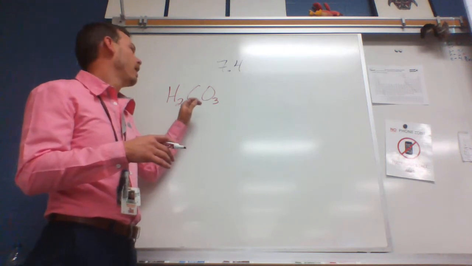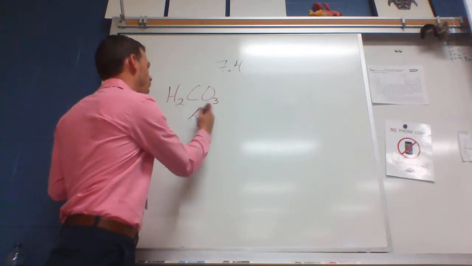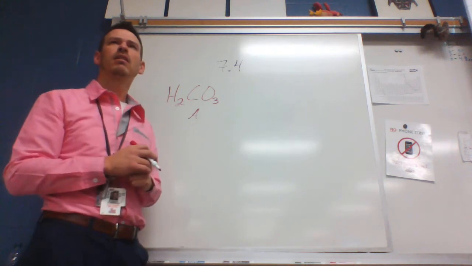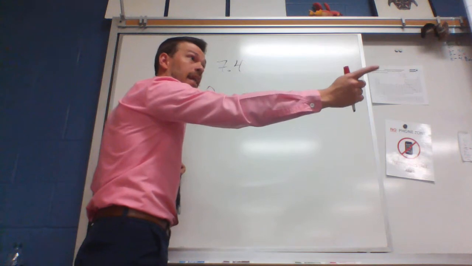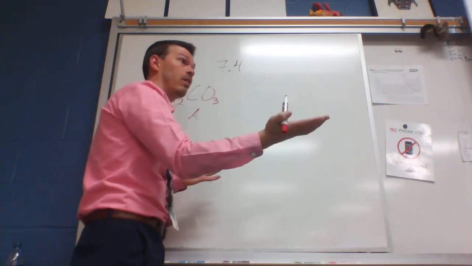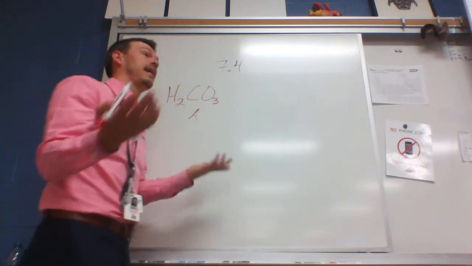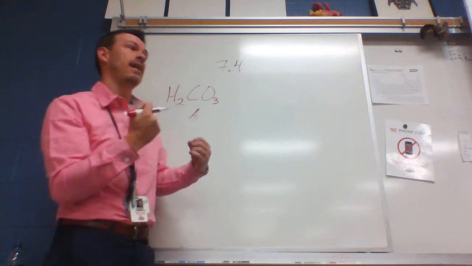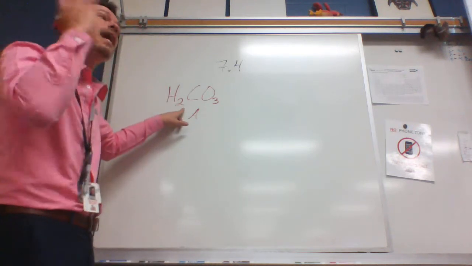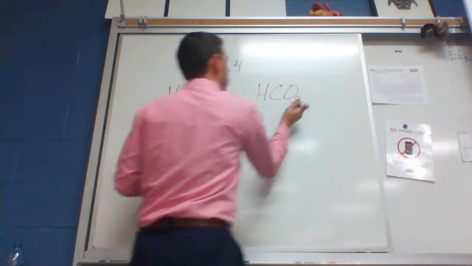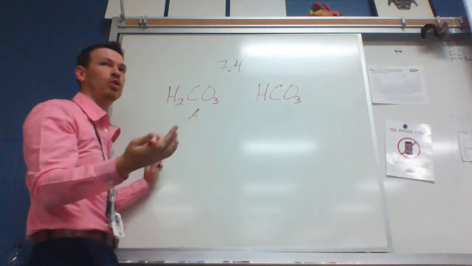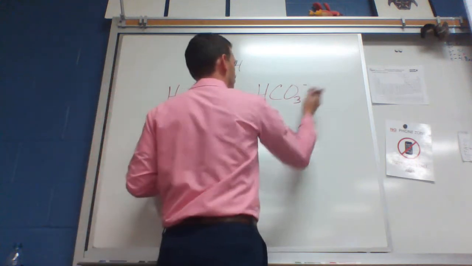But this is an acid. What is its conjugate base? Well, we know that acids like to get rid of hydrogens. Do they like to get rid of an H or gain an H? Get rid of. So if I lose one H plus, we're going to end up with HCO3 because now we have one H instead of two, and my resulting charge will be negative. Here's my conjugate base.